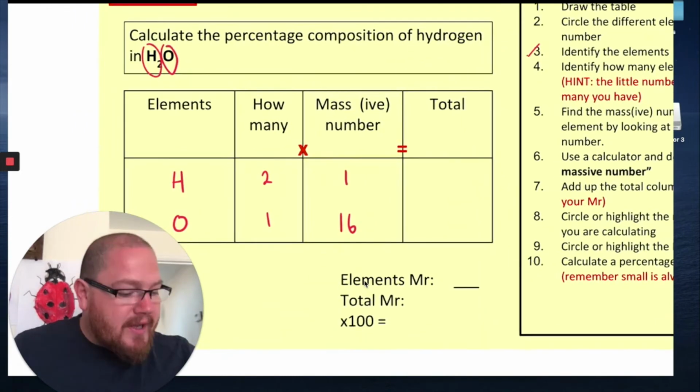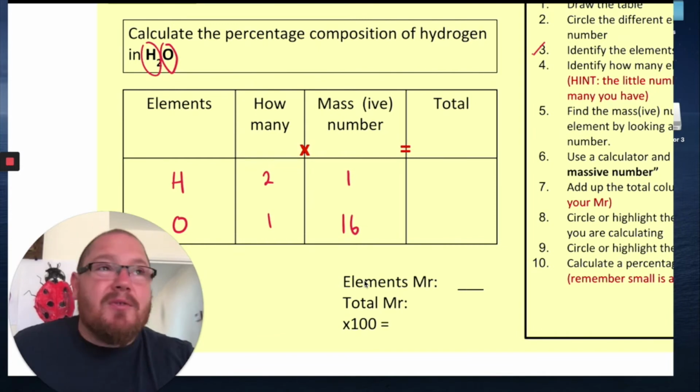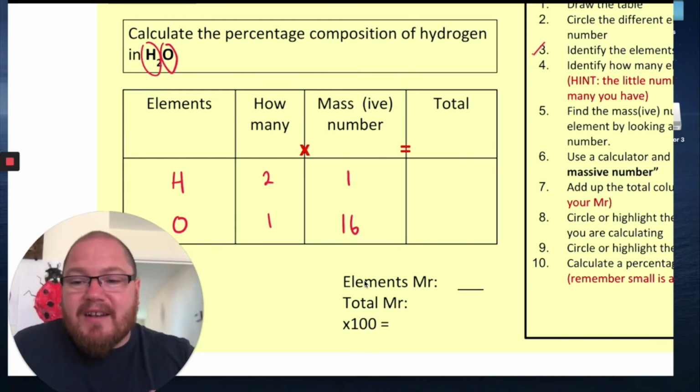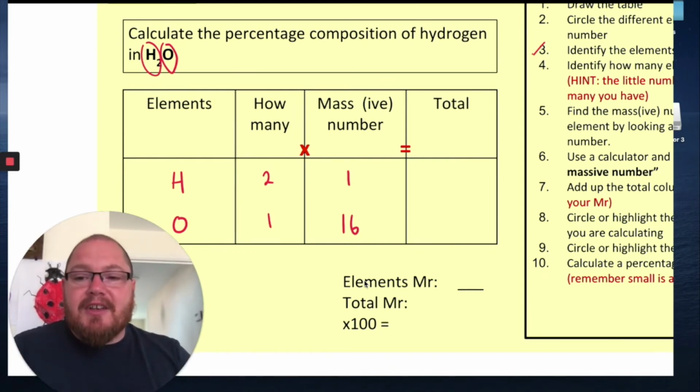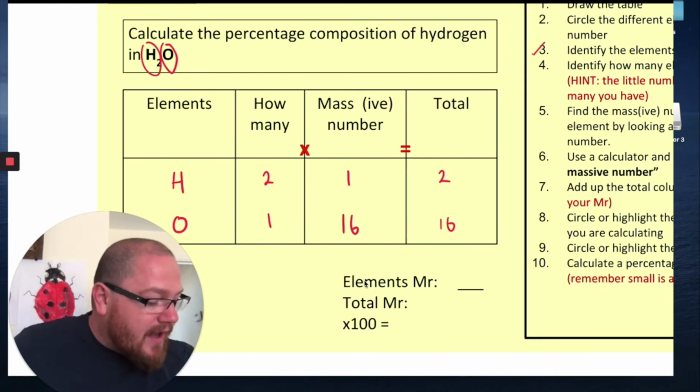Mr. Woolley would have a kitten if we did that. But it's very important in exams that you do use calculators. I can't stress enough, because even the simplest calculation, like 32 adding 32, there are mistakes to be made there sometimes, so just use a calculator. I know in lessons you can practice your numeracy, but I really stress in an exam, use your calculator. So 2 times 1 is 2, 1 times 16 is 16, 16 plus 2 is 18.